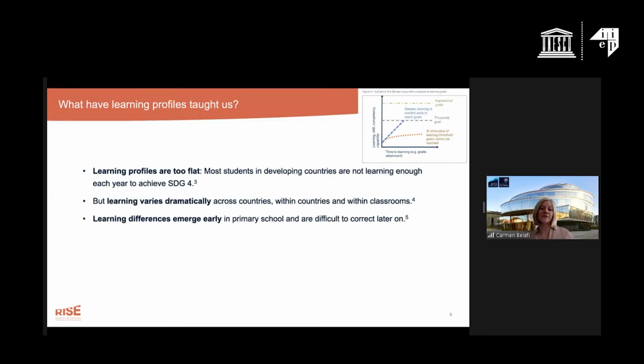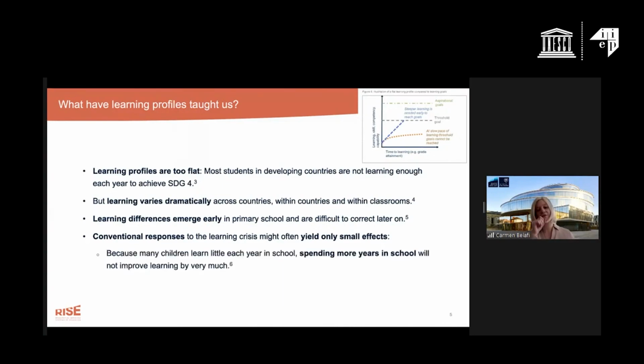Third, learning differences emerge very early. So Young Lives data, for instance, show that this is already significant at age 8. This widens over time and is very difficult to correct later on. And lastly, some of the conventional approaches to addressing the learning crisis often yield very small effects.